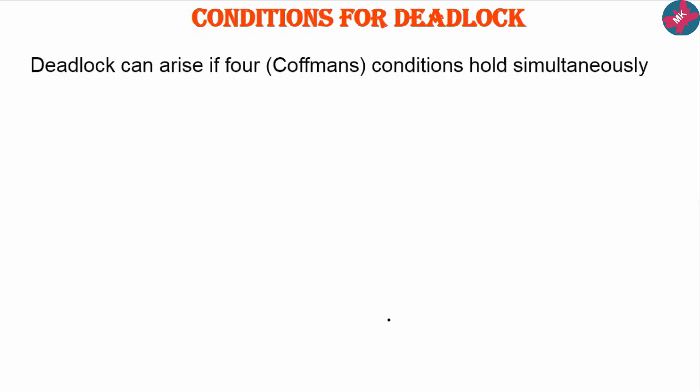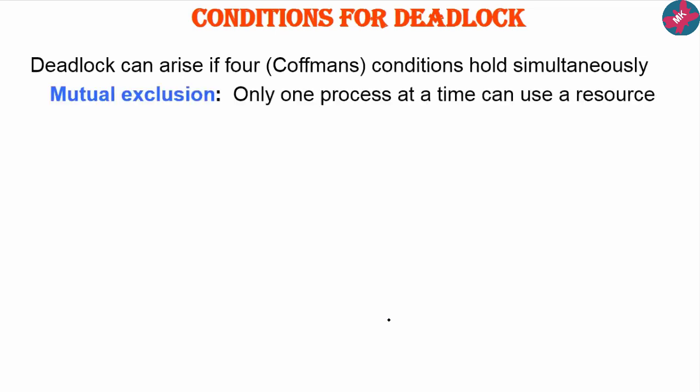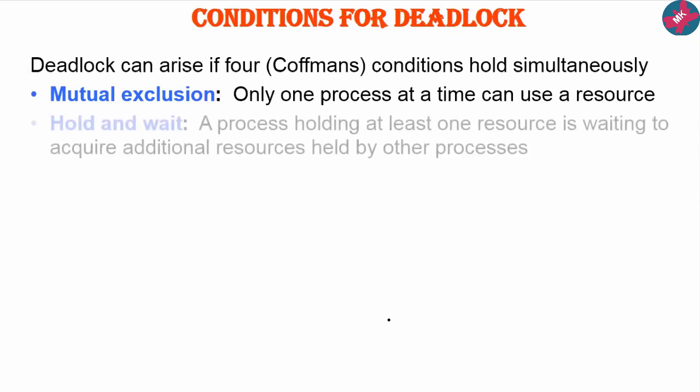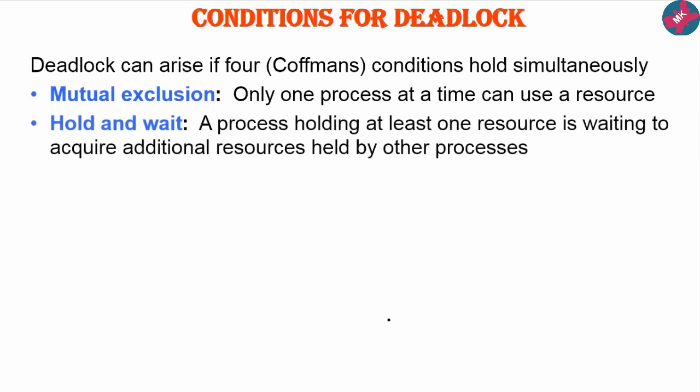Now let us see the theory part for this. Like I have explained to you, deadlock can arise if 4 conditions hold simultaneously. There is one name for these conditions, called Coffman's conditions. So the first condition is mutual exclusion. Means what? At one particular time, only one process can use a resource. Then the second condition is hold and wait.